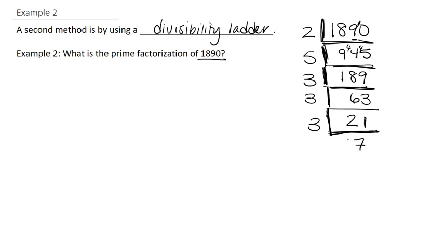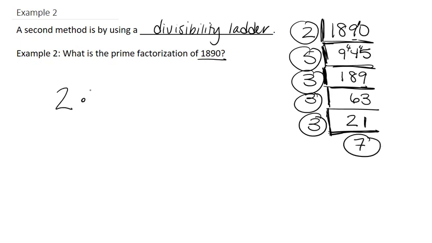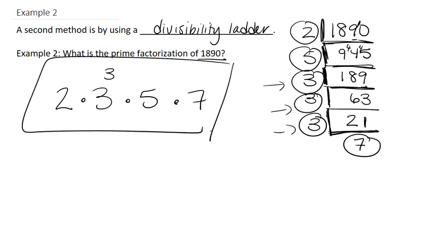And this 7 is a prime number. So now we know we're done because we only have prime numbers on the outside. So we have 1, 2, and how many copies of 3 do we have? We have 1, 2, 3. So we go 3 raised to the third power to show the number of copies, which is our exponent number, times 5 times 7. And this would be our solution.